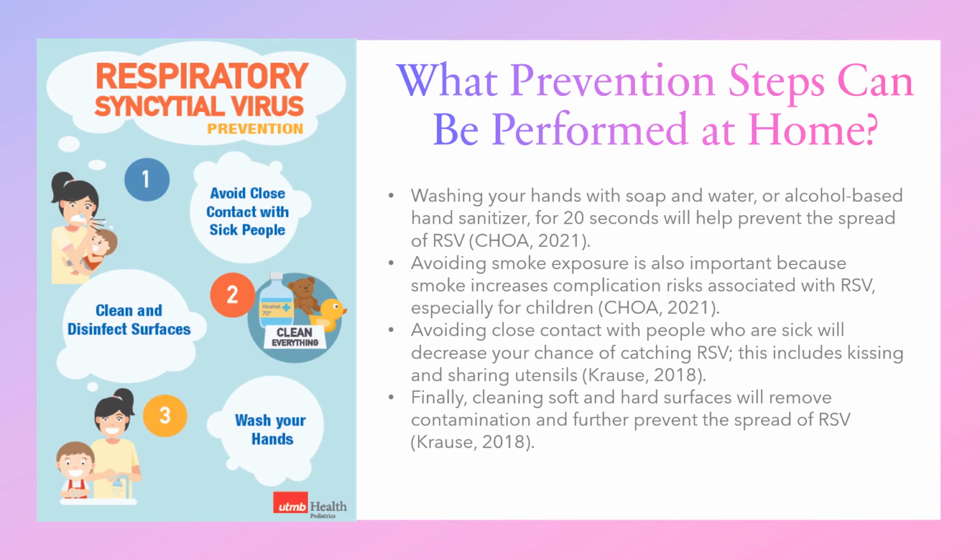Prevention steps to take at home. Washing your hands with soap and water or alcohol-based hand sanitizer for 20 seconds will help prevent the spread of RSV. Avoiding smoke exposure is also important because smoke increases complication risks associated with RSV, especially for children. Avoiding close contact with people who are sick will decrease the chance of catching RSV. This includes kissing and sharing utensils. Finally, cleaning soft and hard surfaces will remove contamination and further prevent the spread of RSV.